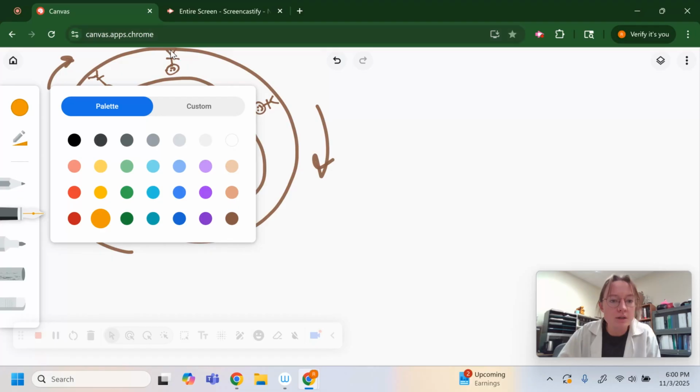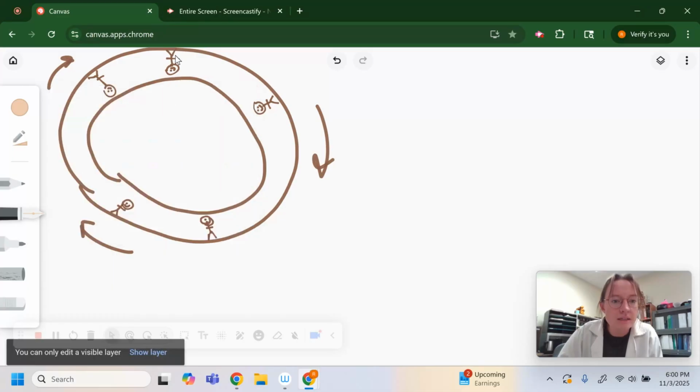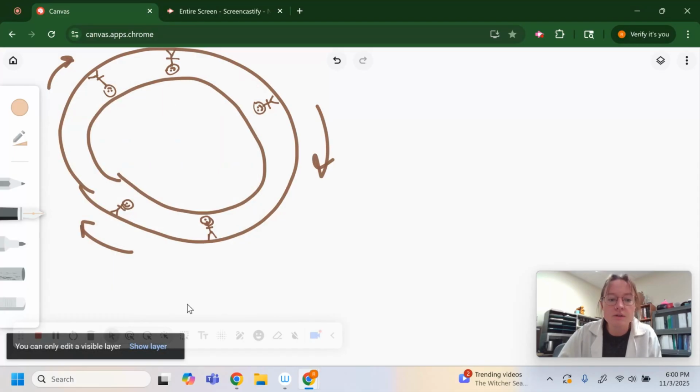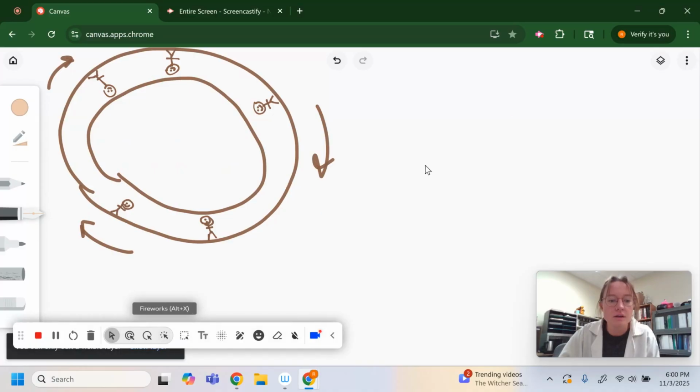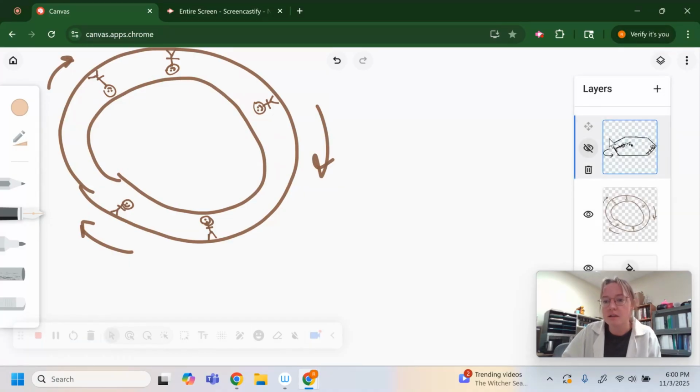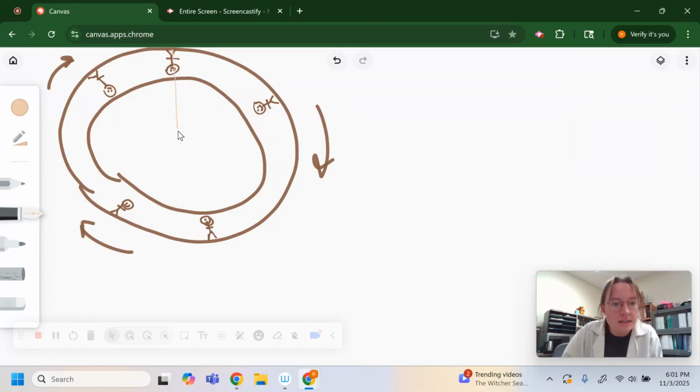So each person is going to experience a normal force like this towards the center of our bike wheel spaceship.